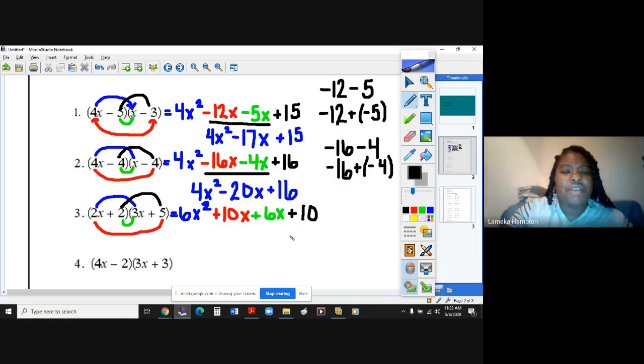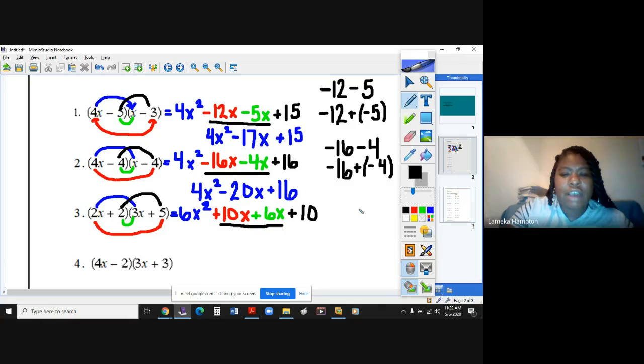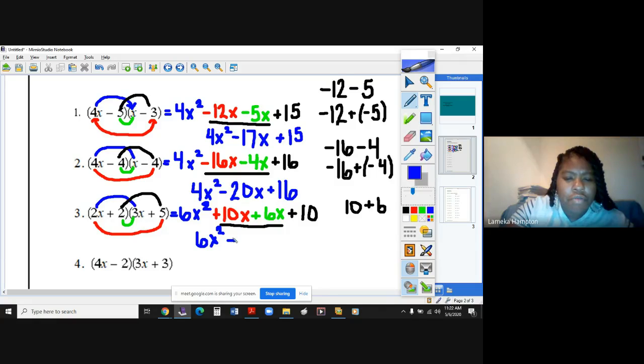Now, where are my like terms? The 6x and 10x. Yep. And the last time I checked, what's 10 plus 6? 16x. Yep. That's it. So my final answer in all of this would be 6x squared plus 16x plus 10. Okay.